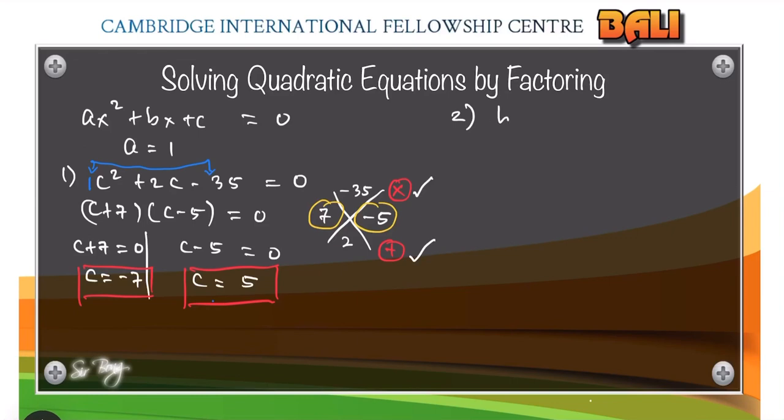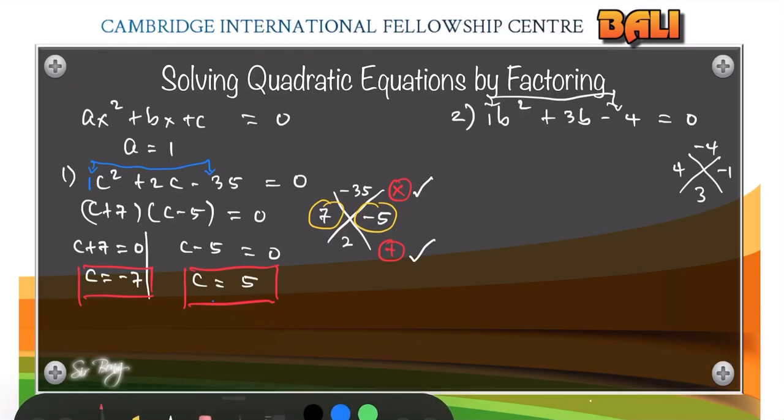Say b squared plus 3b minus 4 is equal to 0. Again, we split the middle term here. The middle term here is 3. On top will be the product of the leading coefficient, which is 1, times negative 4. 1 times negative 4 is negative 4. And what are the factors of negative 4 that will give you a positive 3? We have 4 and minus 1.